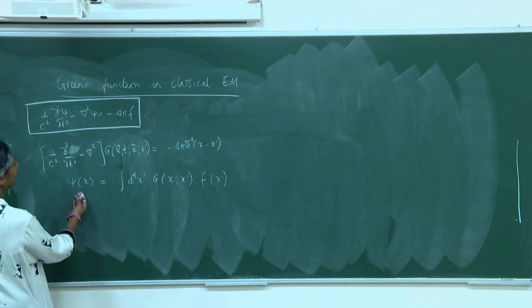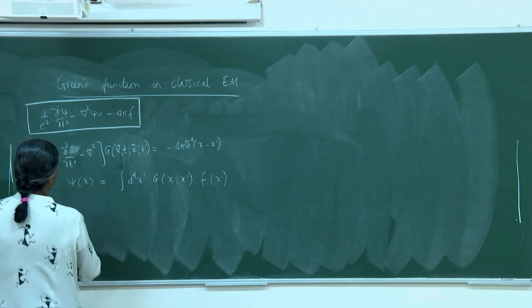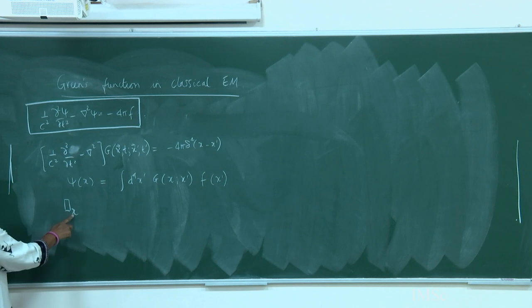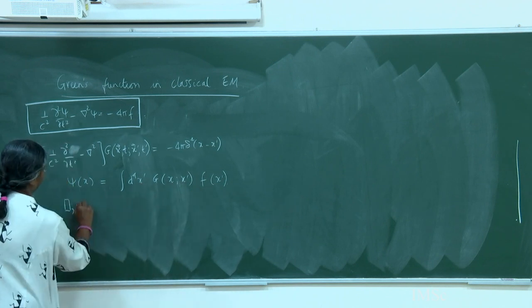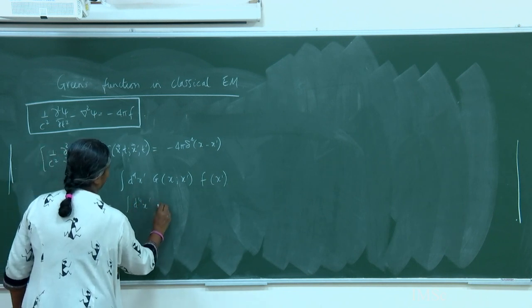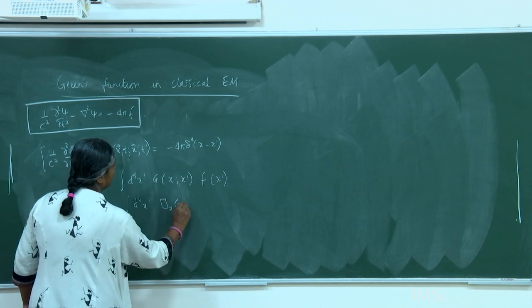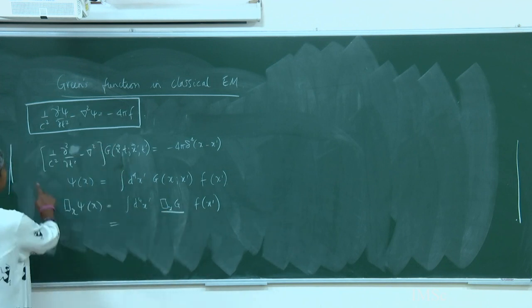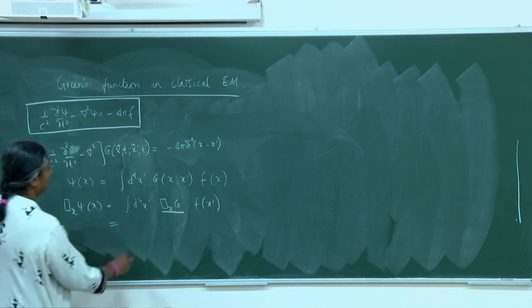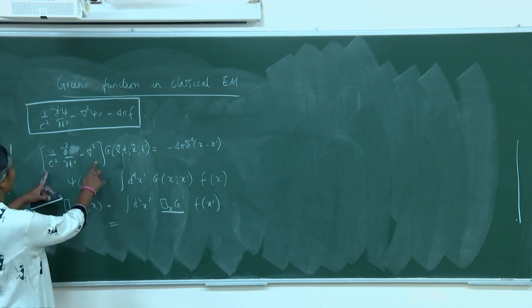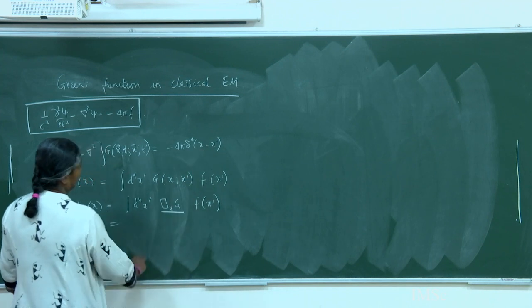So how do I know that this is the solution? Because I apply box on both sides. What does this mean? I am applying box of x, not box of x', which is a dummy index. So box of psi of x is equal to the integral of box of g times f of x'. But what is box of g? There is a 4-dimensional delta function on the RHS. Yes, it is non-zero at a single point in time and space. So what is box of g?